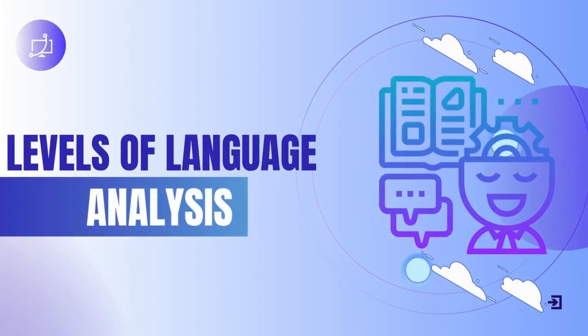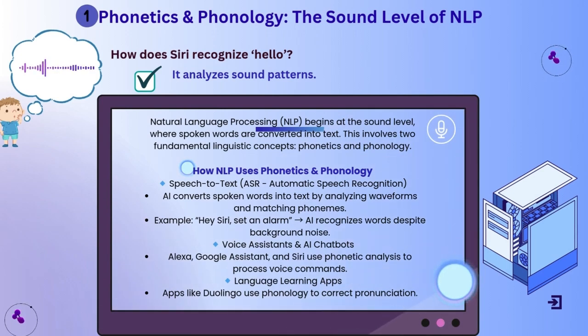Levels of language analysis. Phonetics and phonology, the sound level of NLP. How does Siri recognize "hello"? It analyzes sound patterns. Natural language processing, NLP, begins at the sound level, where spoken words are converted into text. This involves two fundamental linguistic concepts, phonetics and phonology.